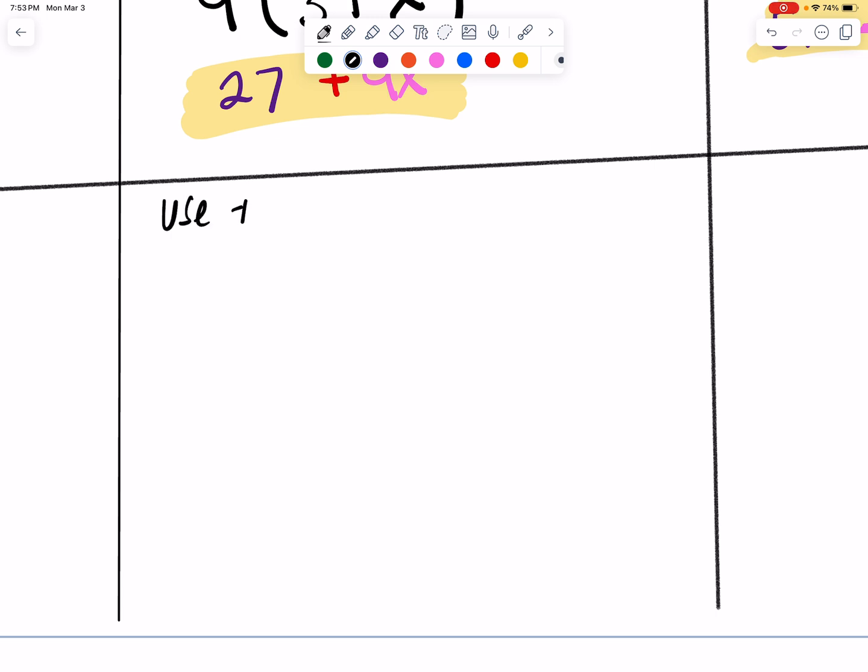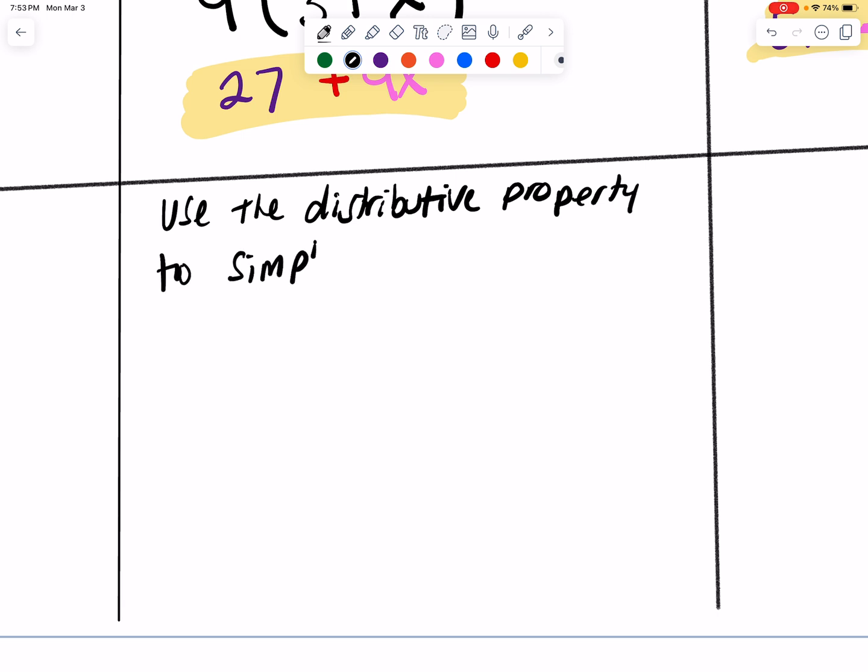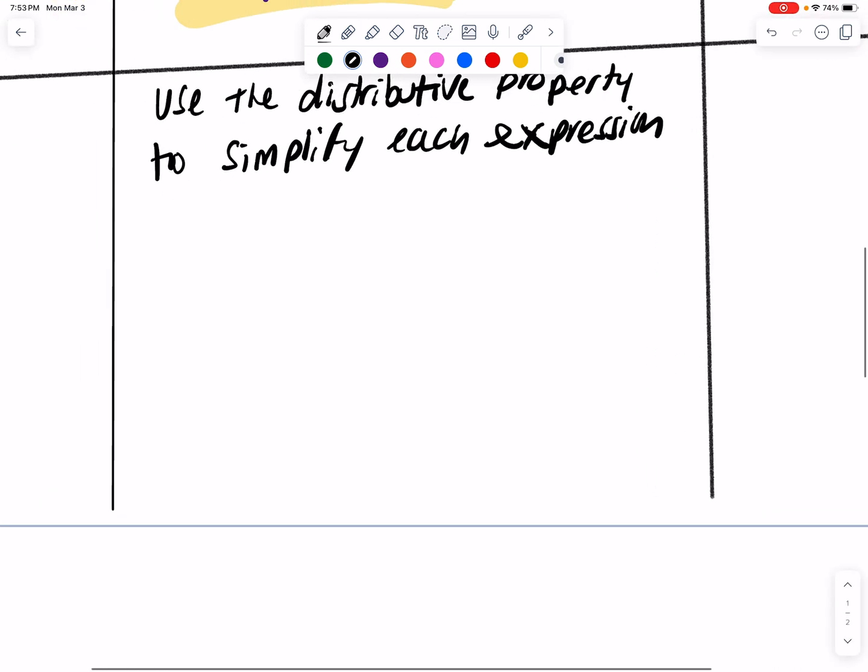Use the distributive property to simplify each expression. What in the world does that mean? I will tell you right now.